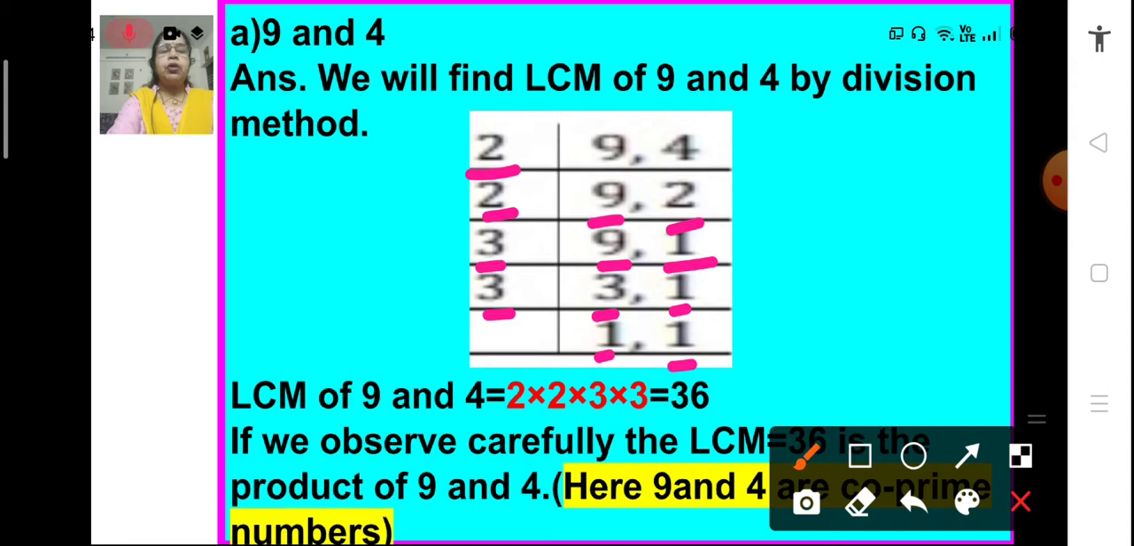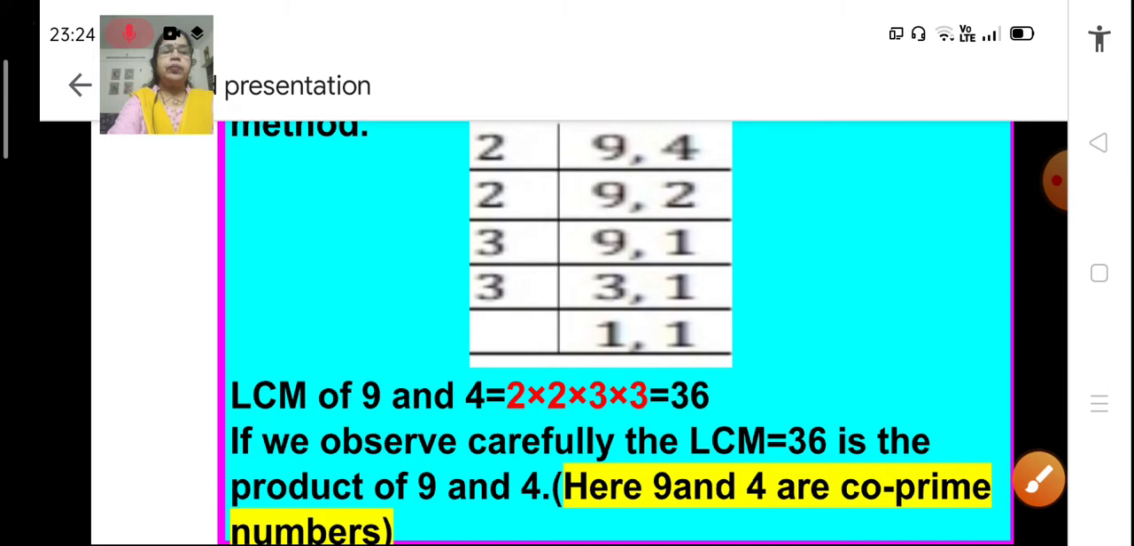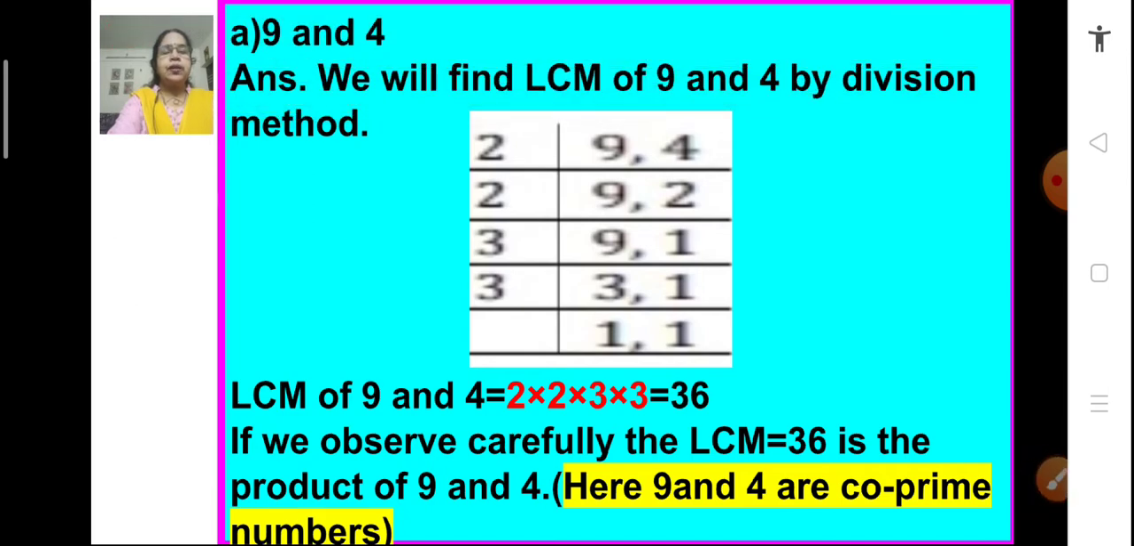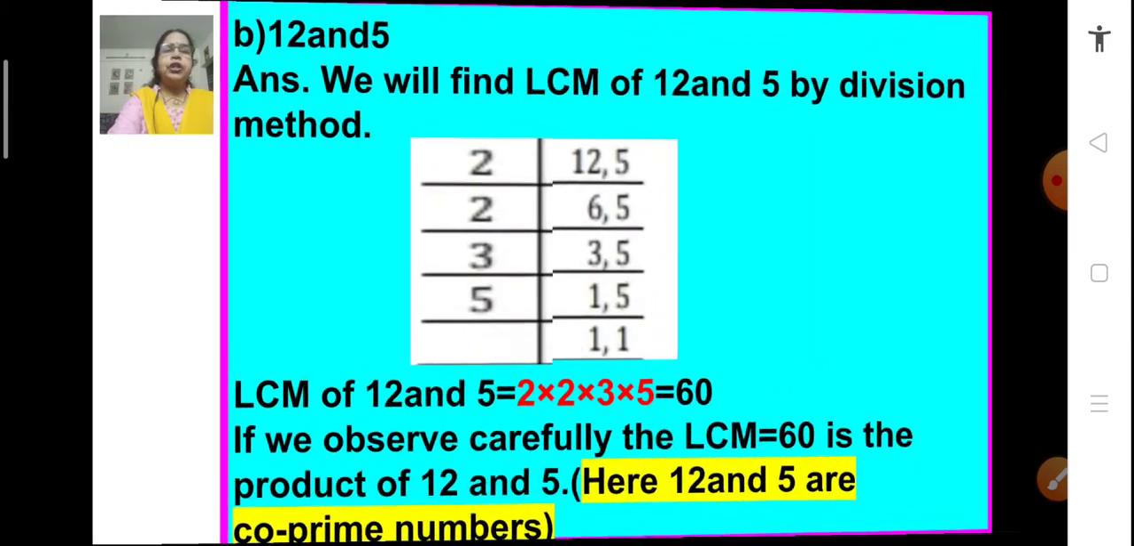So what is the LCM of 9 and 4? It is 2 into 2 into 3 into 3, which is equal to 36. So LCM of 9 and 4 is 36. And if we observe carefully, the LCM is the product of 9 and 4, isn't it? 9 fours are 36. And 9 and 4 are co-prime numbers since they have only the common factor 1. So in this case, what do we see? The LCM is the product of the two numbers which are co-primes. Now let's move on to the next one.